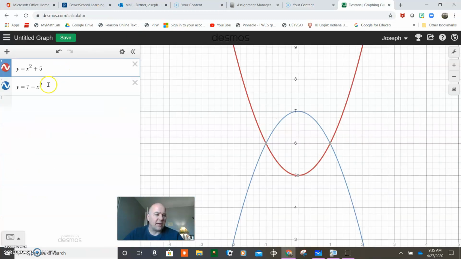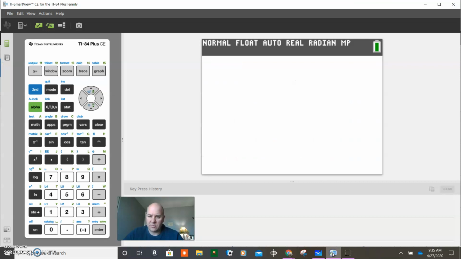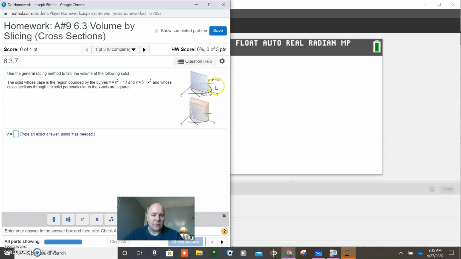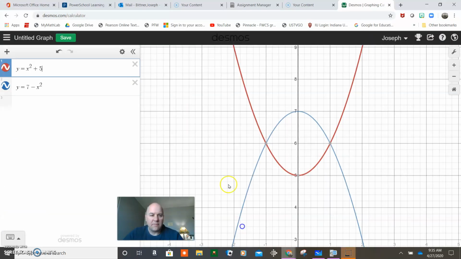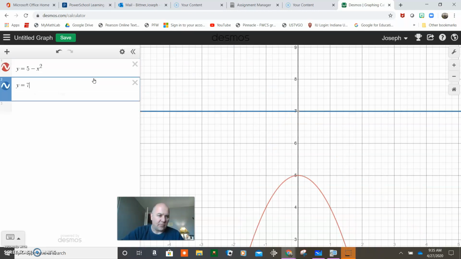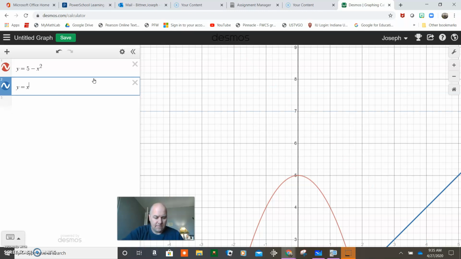That one's already done. Let me go back and look at the equations. I'm sorry. x squared minus 13 and 5 minus x squared. So I do have them backwards. Let me fix that. 5 minus x squared and x squared minus 13.